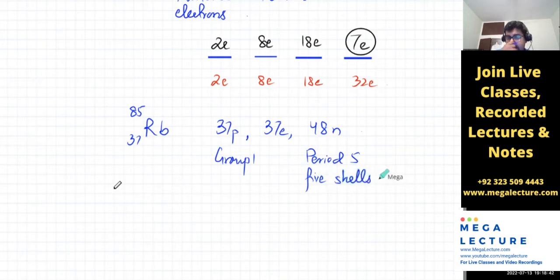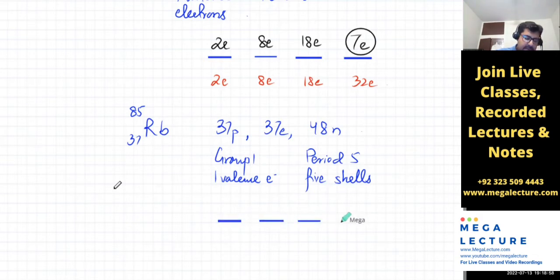So it's got a total of 5 shells. And it's in group 1, that means it's got 1 valence electron. So it's only got 1 valence electron. So 5 shells, remember that. I'm going to start off with 5 shells. That's 1, 2, 3, 4, and 5, right?